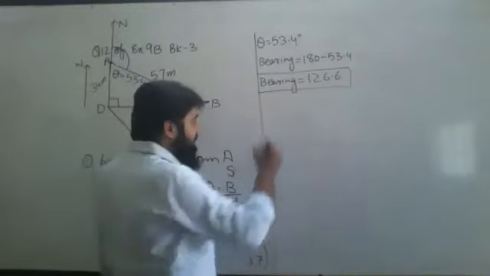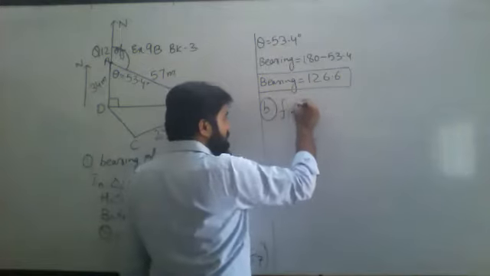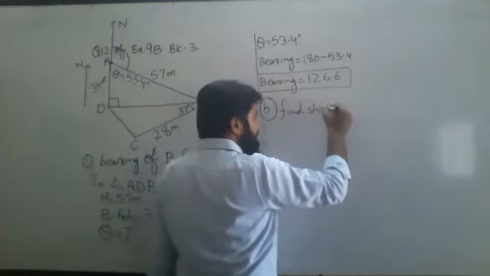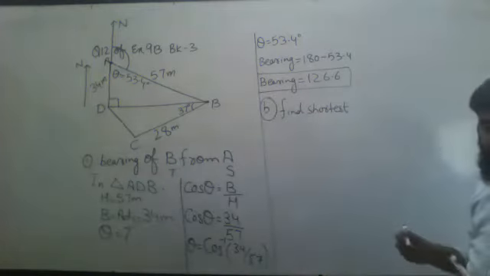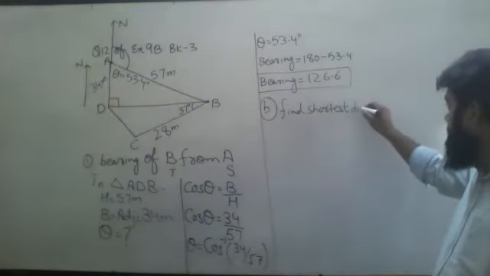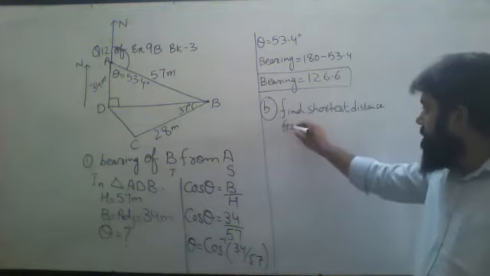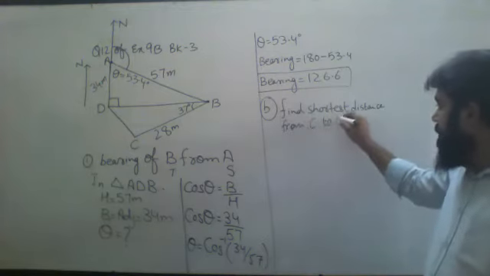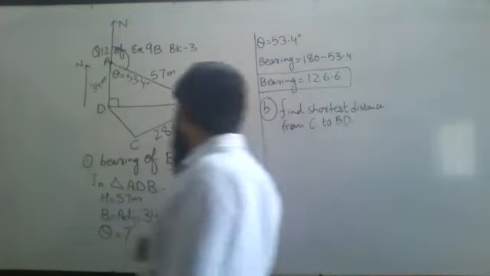The B part of the question is saying, find the shortest distance from C to BD. How will you find the shortest distance, beta?